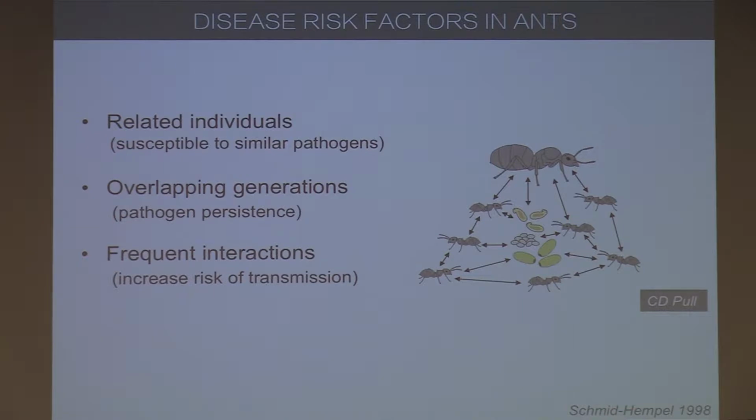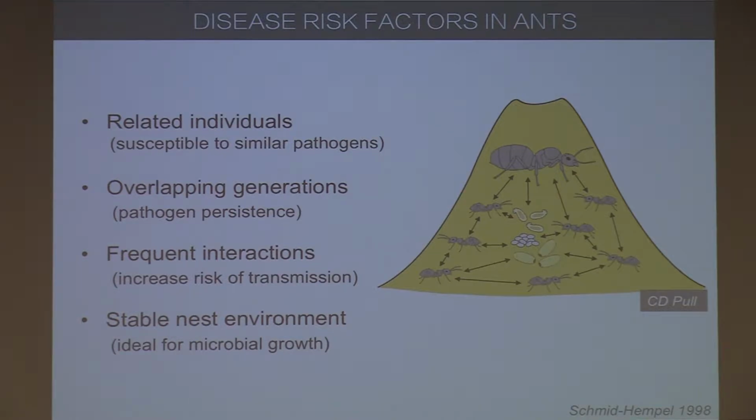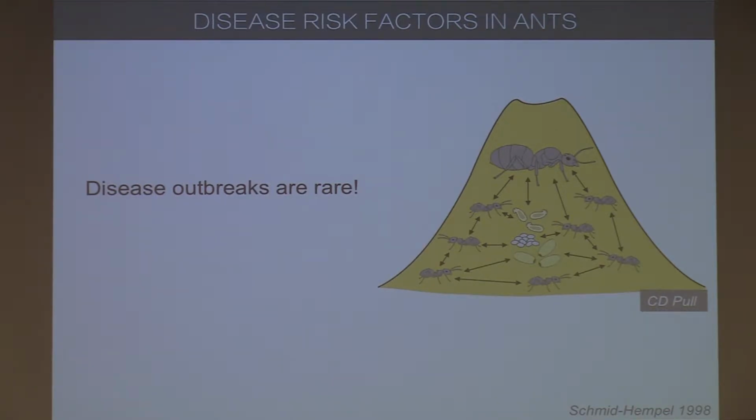Moreover, there are very close social interactions, and they are very frequent among these individuals, which is increasing the risk of transmitting the disease from one individual to the next. And lastly, these social insects shape their environment to make it a very stable, temperature-controlled, humidity-controlled environment, which actually offers a very good microbial growth environment for the pathogens. And this is all what is maybe leading to an increased risk of disease in these insect societies. But actually, disease outbreaks are relatively rare. And this is because of all these very sophisticated disease defense mechanisms that these social insects have evolved.